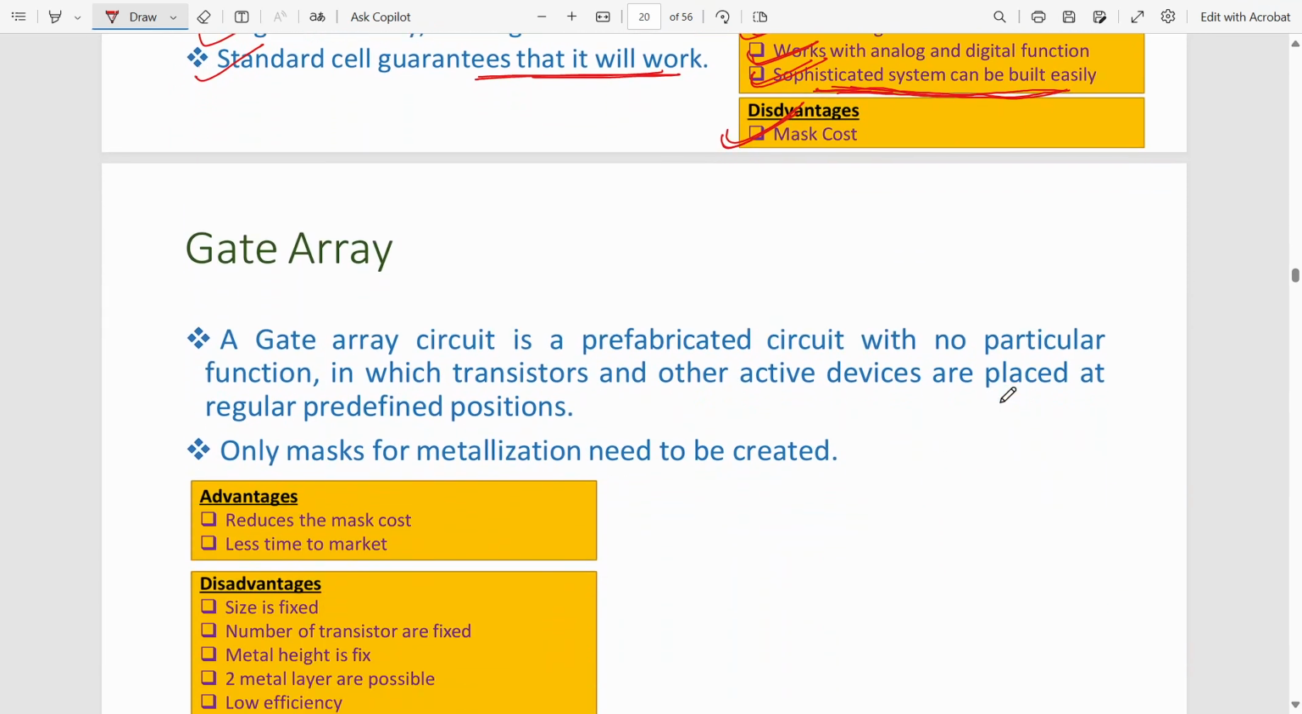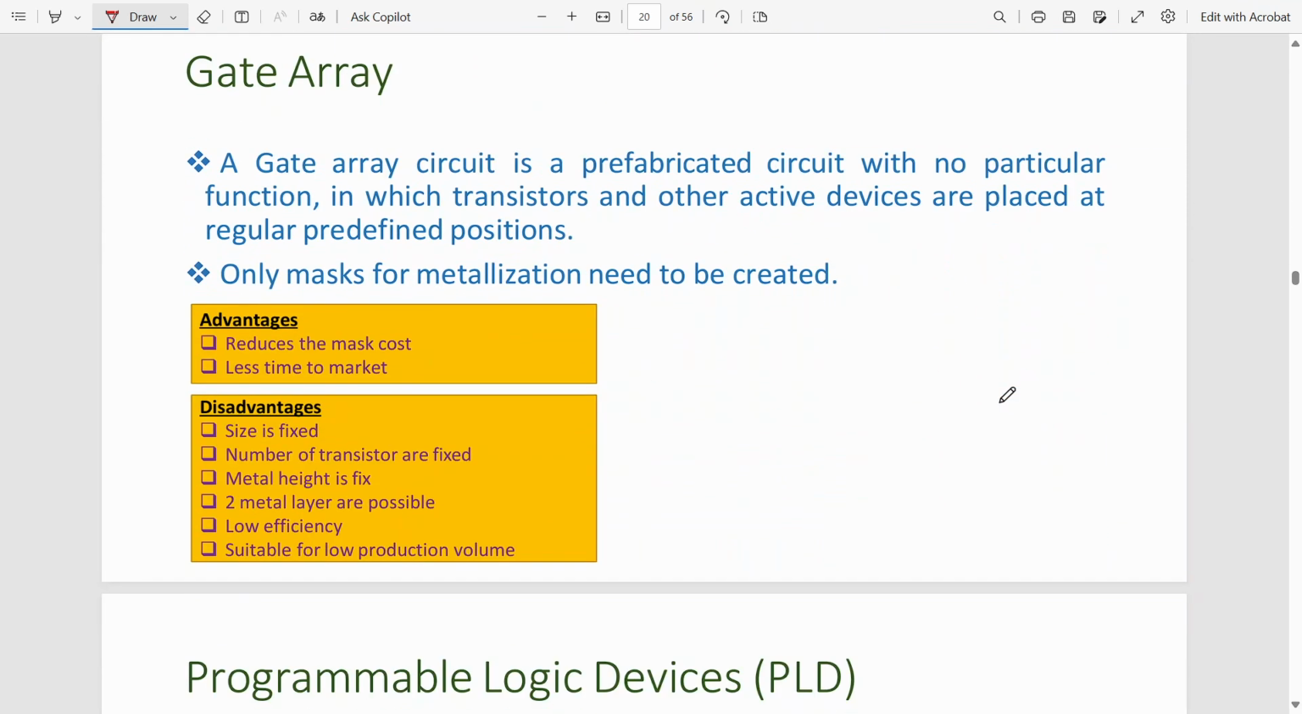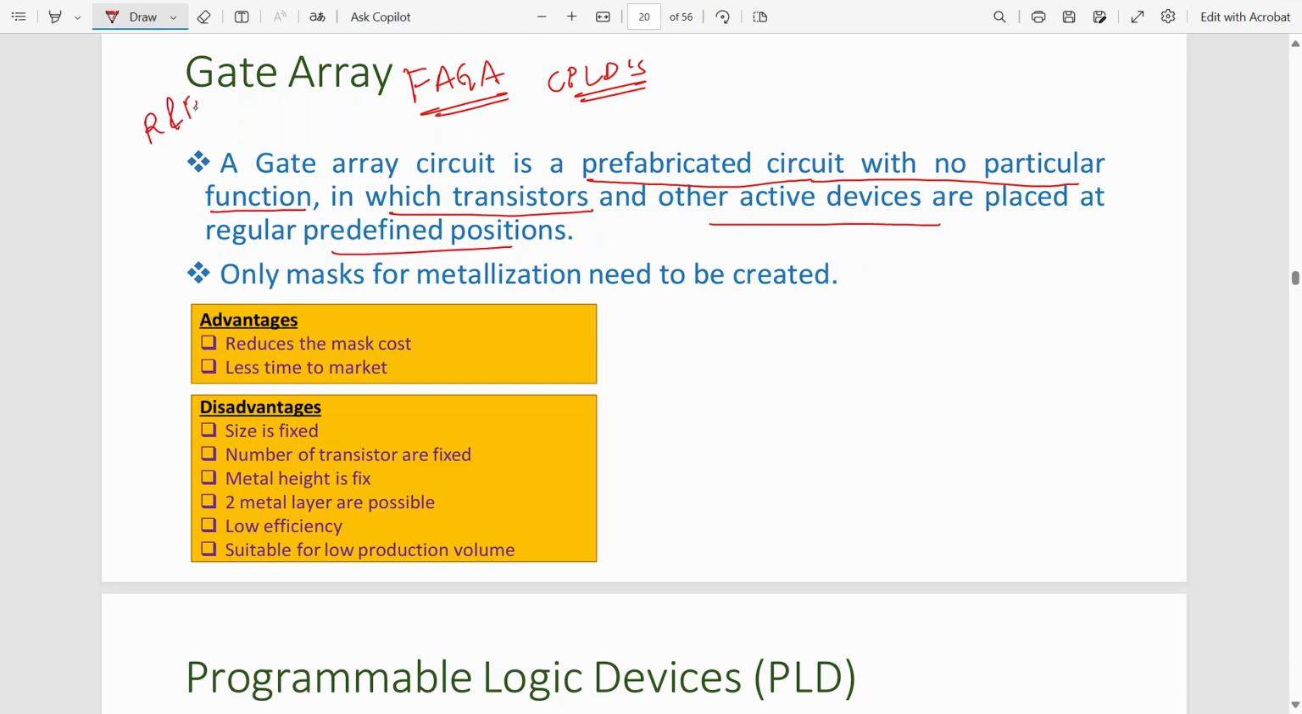Hope you understood. And gate array is nothing but a prefabricated circuit with no particular function. That is fabricated but without any connections. Gate array is basically FPGA, and next CPLD, which comes under gate array. In it, transistors and other devices are placed at regular predefined positions. This we can use for gate array, for R&D purposes only.